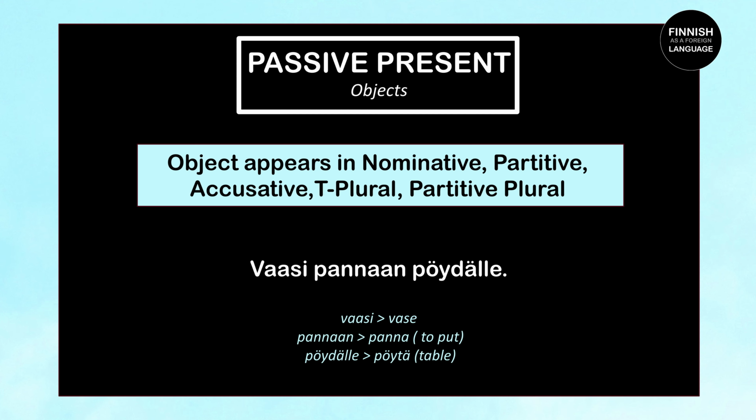Pannaan is our passive present verb. Its basic form is panna, which means to put. And pöydälle means to the table. It's the allative case. Let's repeat. Vaasi pannaan pöydälle. The vase is put to the table.